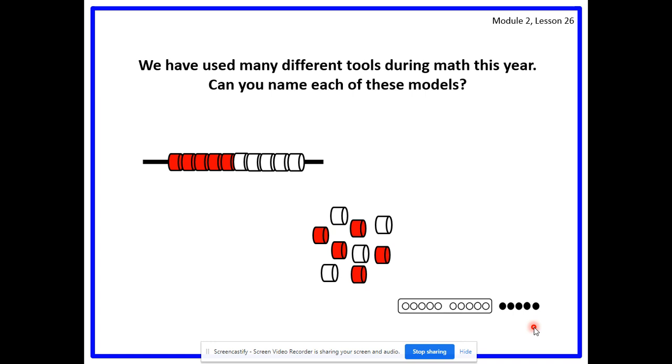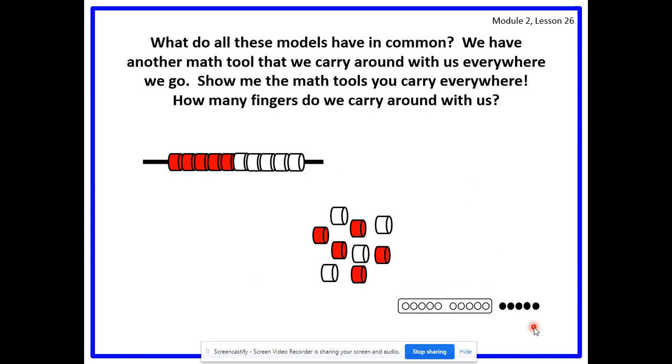Now, what do all these models have in common? Think about it. Look at the pictures. What do they have in common? Can you guess? Well, they all show 10. Our Rekenrek bracelet is made up of 10 beads. And our drawing, we box 10. So 10 is our friendly number here.